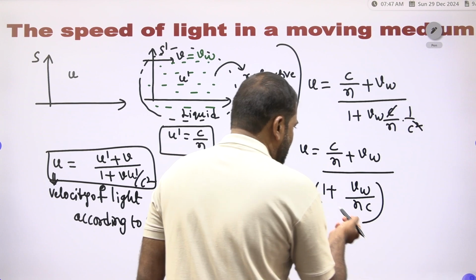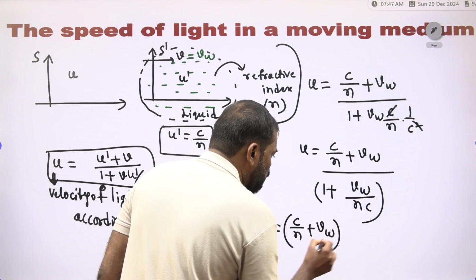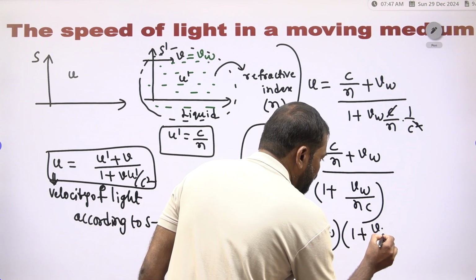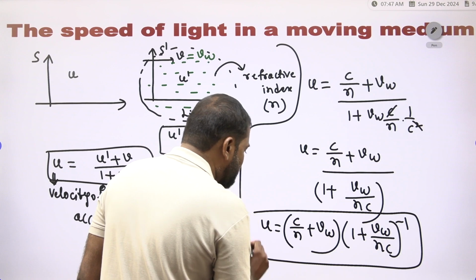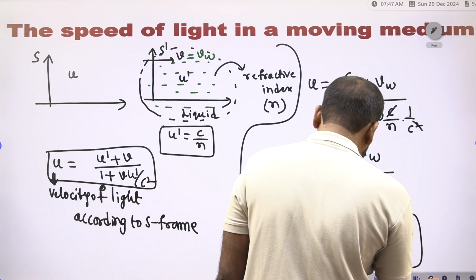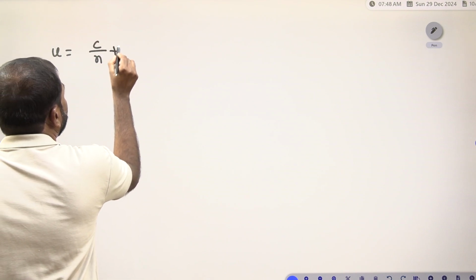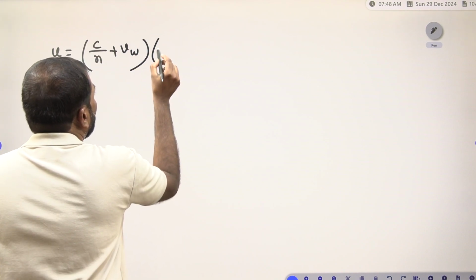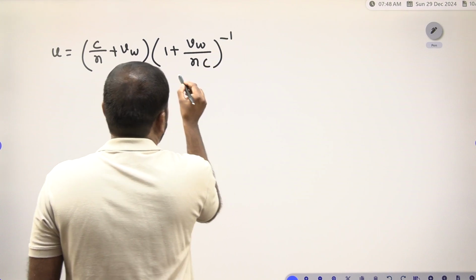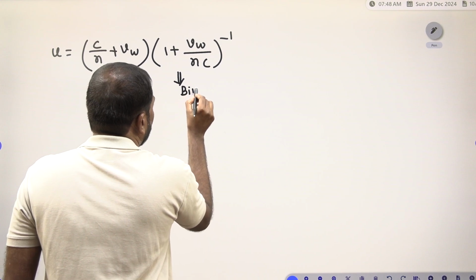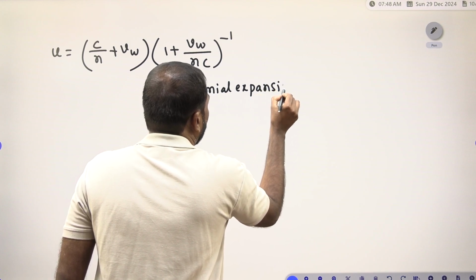Now you have to bring this: u is equal to c by n plus vw into 1 plus vw divided by nc, all to the power of minus 1. By using the binomial expansion, how do we write it? u is equal to c by n plus vw into 1 plus vw divided by nc all to the power of minus 1. You have to see the binomial expansion.